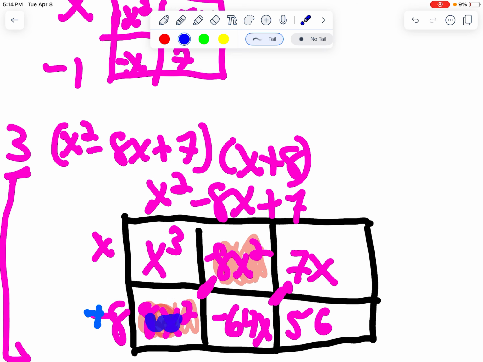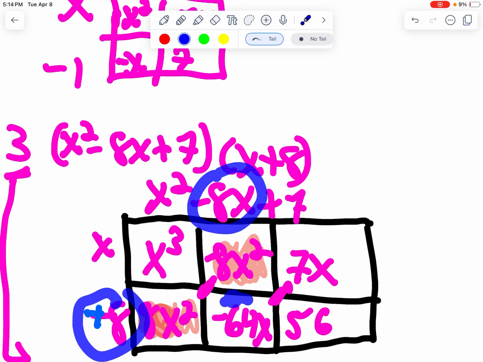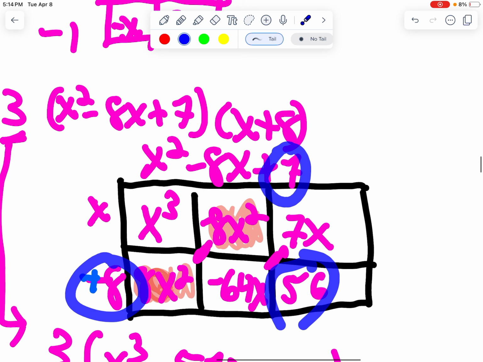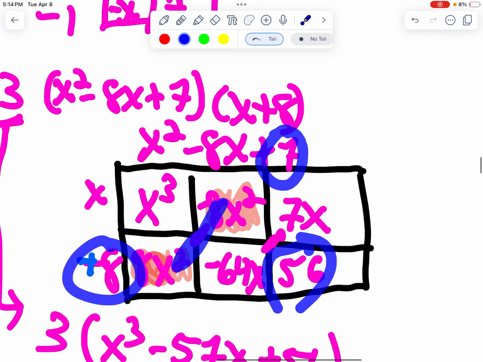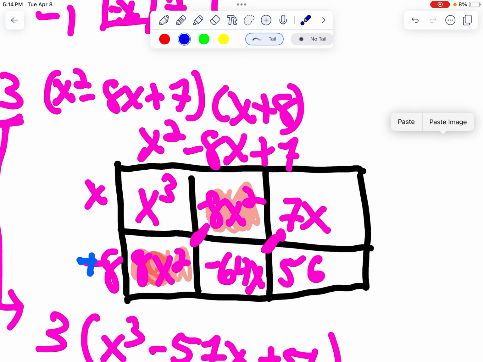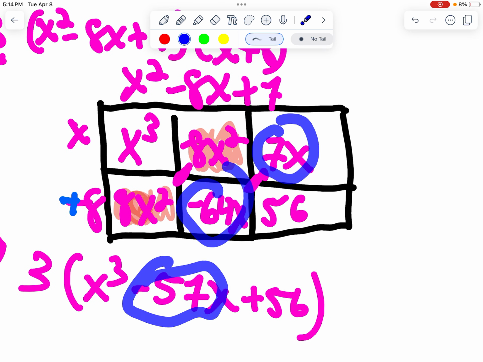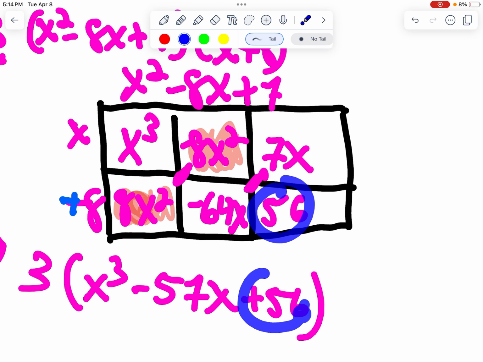If you're wondering why these are scribbled out here, it's because they add up to 0. One's negative, one's positive, so they just kill each other. And then 8 times a negative 8 is negative 64x, and 8 times 7 is 56. Add up everything, the 8x squares kill each other, you're left with x cubed. Then you have to figure out what 7x minus 64x is, that's negative 57x, and you're left with the 56.